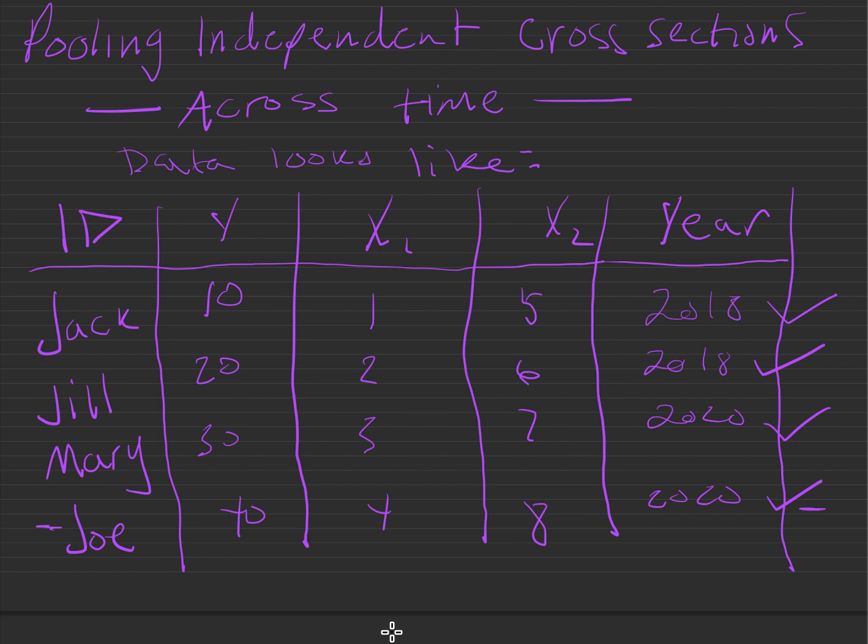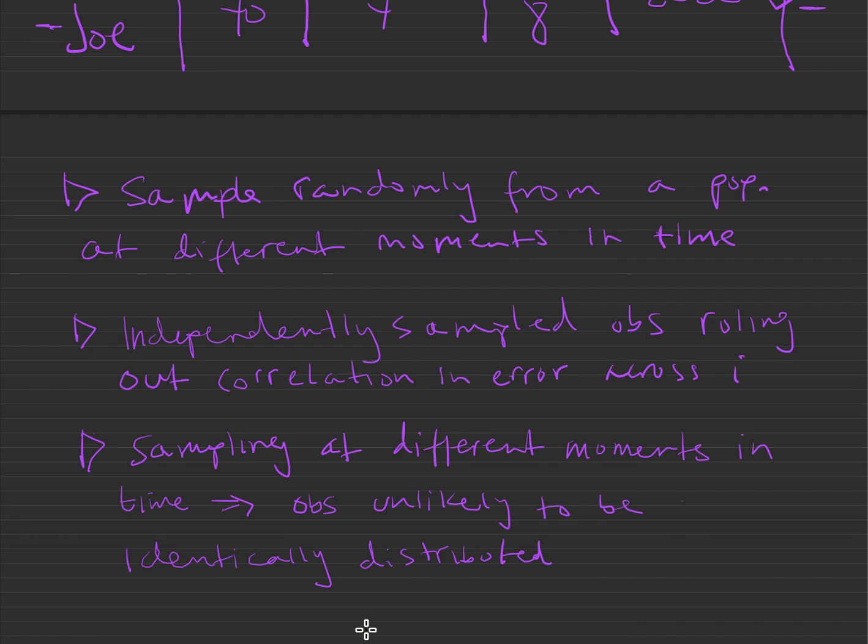This will be a little bit different from panel data, where we will see in a few videos that we observe the same individual for several time periods. So what we're doing here with pooling independent cross-sections across time is that we are sampling randomly from a population at different moments in time. An example of this is to randomly sample hourly wages, education, experience, etc. from the labor force population in the United States in 2016 and 2018. You could pool those independent cross-sections across time.